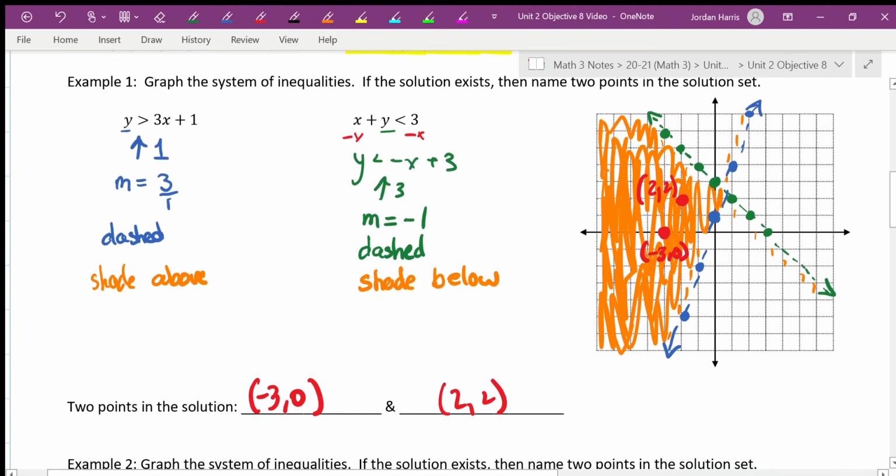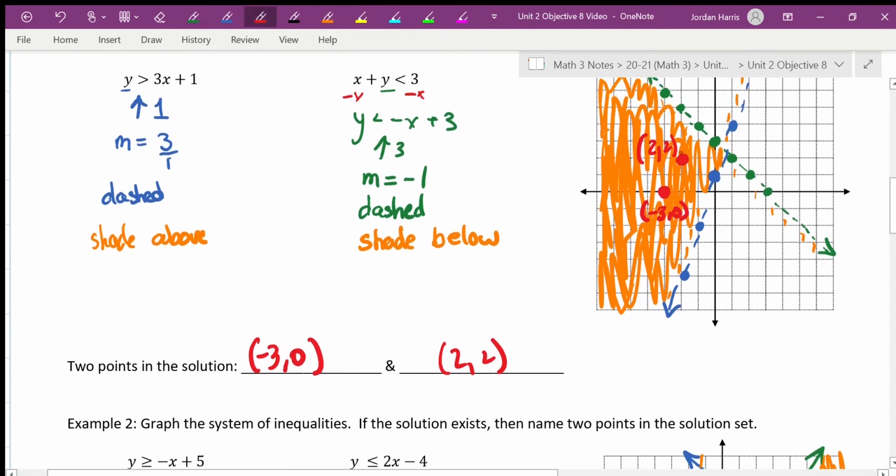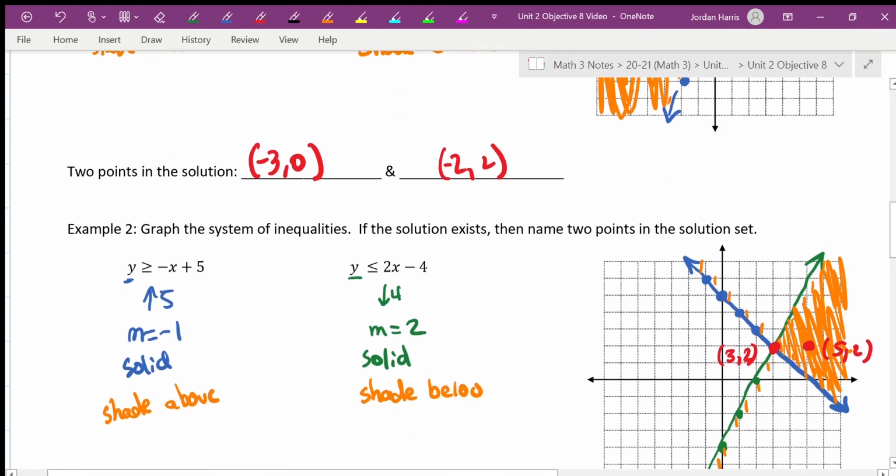Okay, the mistake I made is this point right here is not (2, 2), it's (-2, 2). Some of you probably noticed that, but yes, that was supposed to be (-2, 2) because I'm going left from the origin, so that is (-2, 2). Be careful about that.